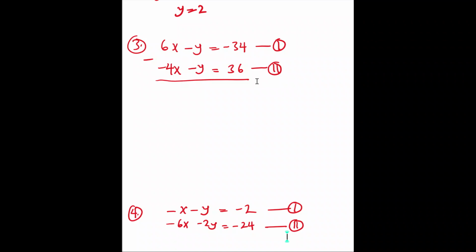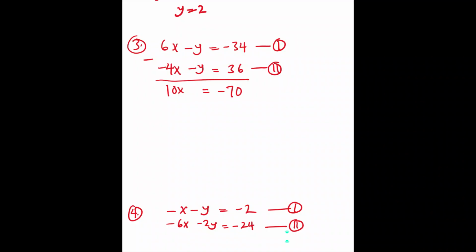Let's have another question, number 3. 6x minus y equals minus 34, and minus 4x minus y equals 36. So we can subtract the equations, because when we subtract, these two terms will cancel out to give 0, and that's the goal, right? One of them has to cancel out to give 0, so that we can find the other term. So 6x minus minus 4x will give us 10x, so that will be 6 plus 4, 10x, right? That will be 10x equals minus 34 minus 36. Minus 34 minus 36 should give us minus 70.